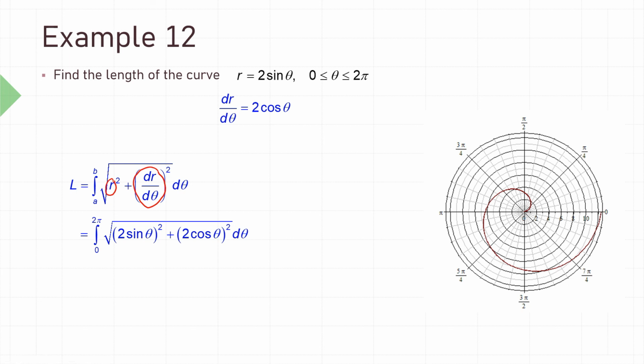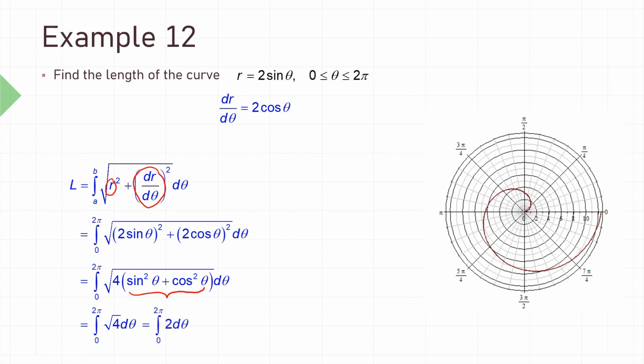equation. You expand that square here, so we have 4 sine square theta plus 4 cos square theta. I factorize 4, then using the identity, sine square theta plus cos square theta equals 1, this part will become 1. So this one will become root 4, and root 4 is actually 2. So we have the integration from 0 to 2 pi of 2 d theta.